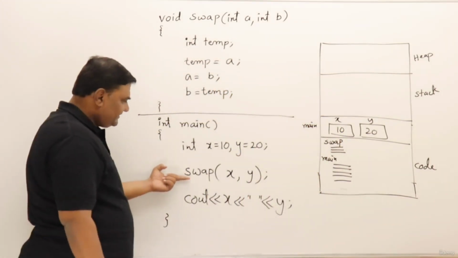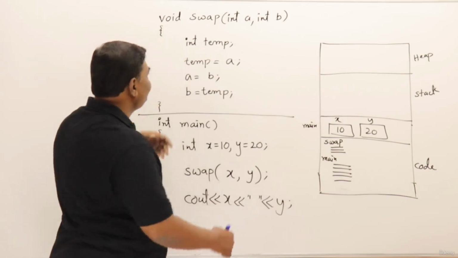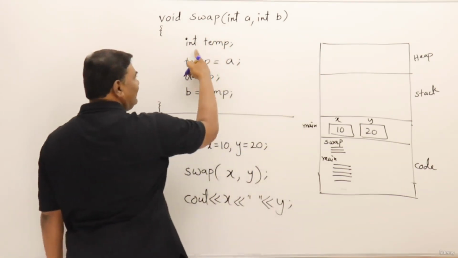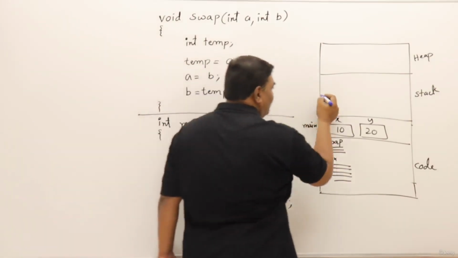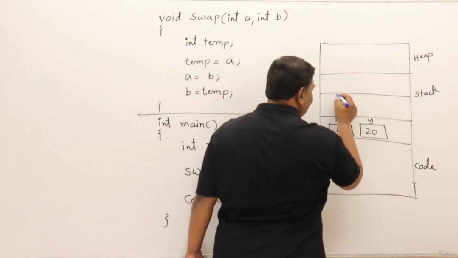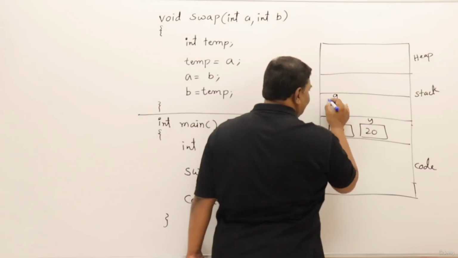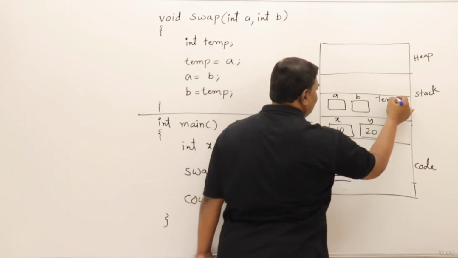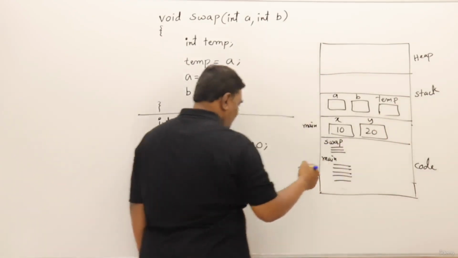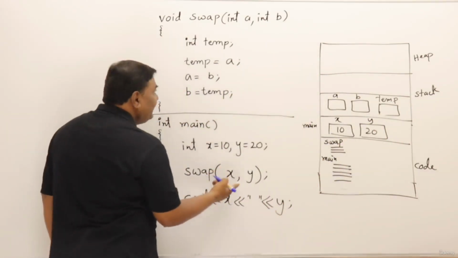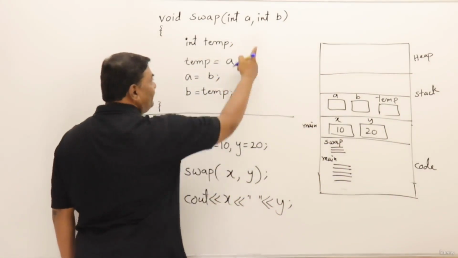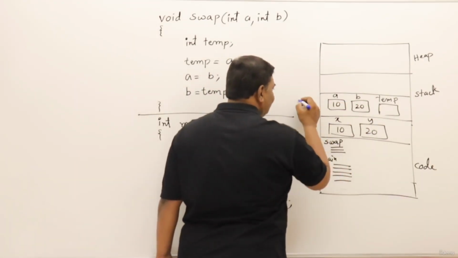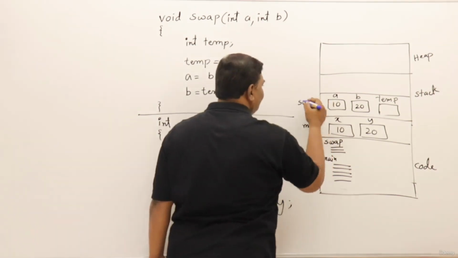Now next the swap function is called. The moment the swap function is called, inside the parameters it says that it needs a, b, and also inside that there is a variable temp. So a block of memory is allocated for the swap function and it will have variables a, b and temp. As this function is called, the value of x is copied in a and y is copied in b. So 10 is copied here and 20 is copied here, and this is for the swap function.